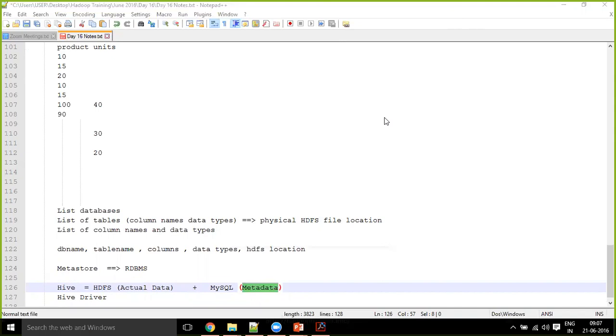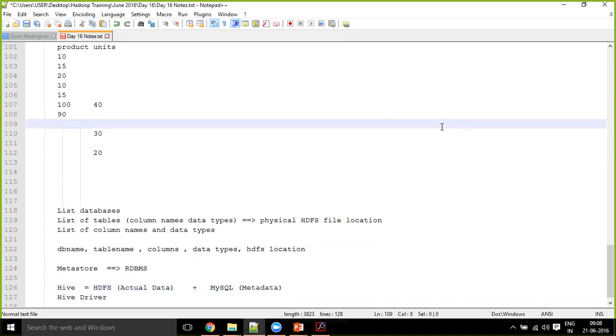So MySQL is kind of like the name node storing file info in HDFS? Exactly. MySQL is just storing the file info and table names and column names, similar to your name node, serving that purpose. Metastore, metadata.